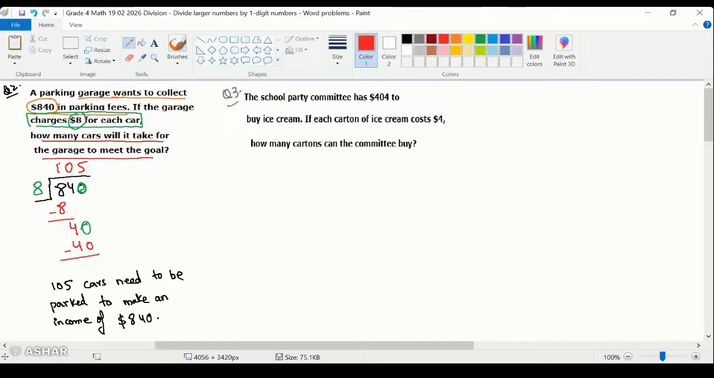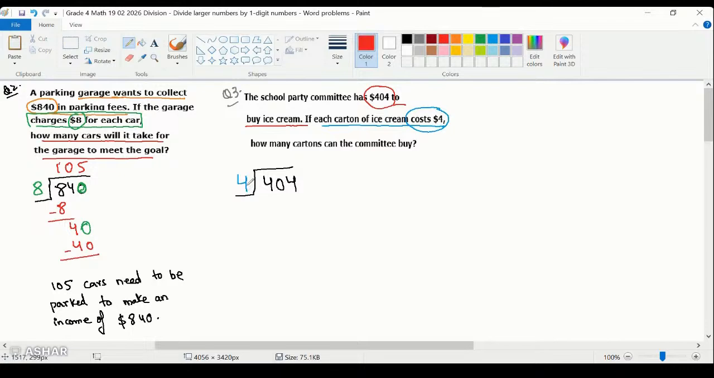They had $404 to buy ice creams. If each carton of ice cream would cost $4, that means 404 is to be divided by 4.